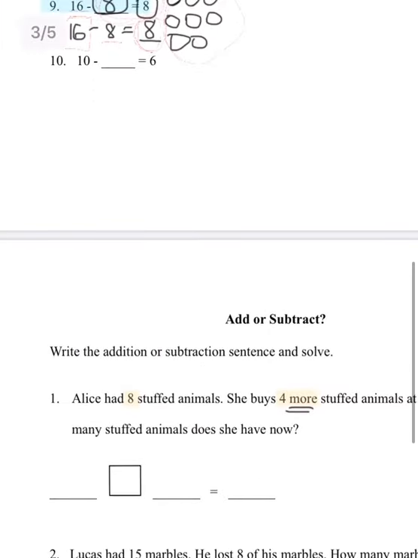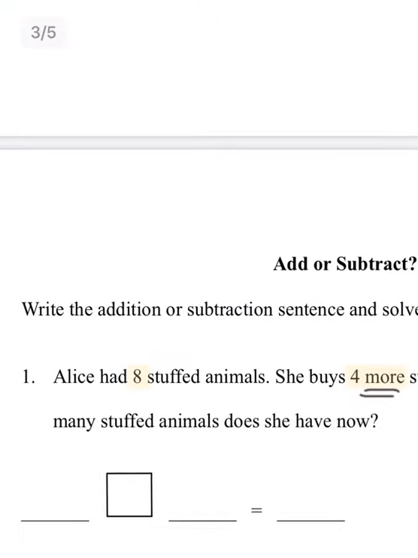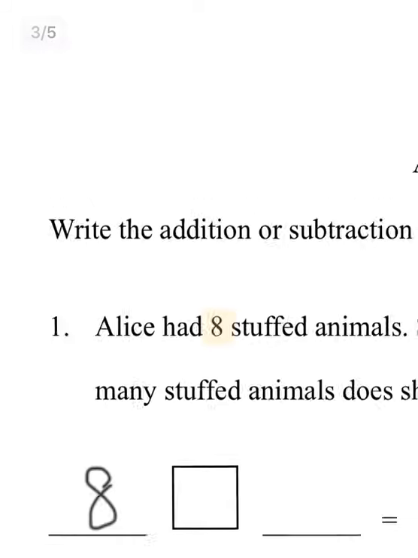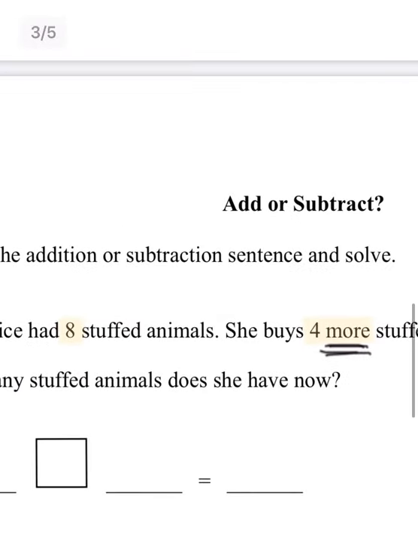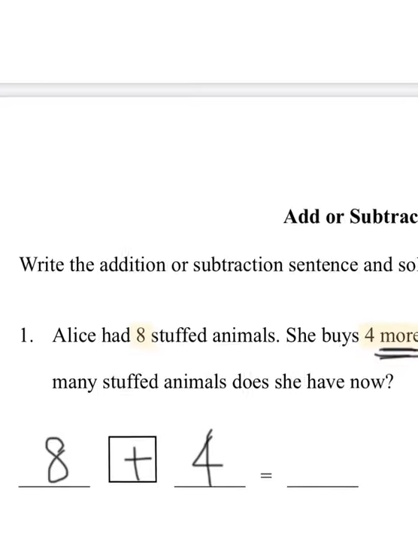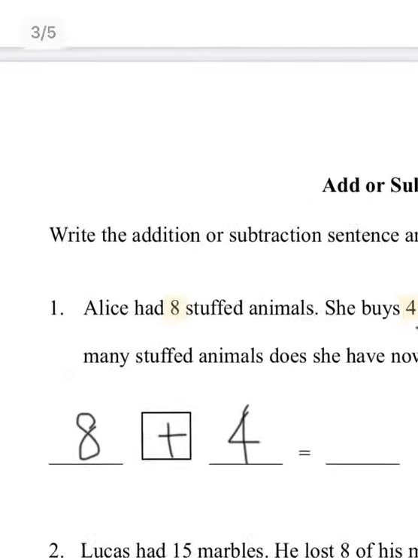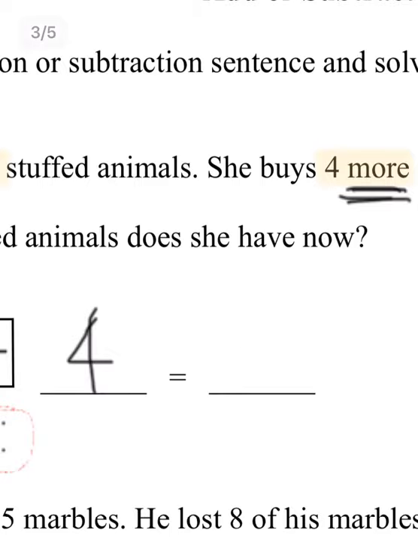Okay, now we're going to figure out if we're going to add or subtract. So Alice had 8 stuffed animals, so we're going to write down 8 first. And then she buys 4 more. 4 more means we're going to add. So 8 plus 4, she bought 4 more. And we're going to find out how many does she have now. Okay, so we have 8, 1, 2, 3, 4, 5, 6, 7, 8, and then she bought 4 more. So 1, 2, 3, 4. And we're going to count 1, 2, 3, 4, 5, 6, 7, 8, 9, 10, 11, 12. So now she has 12 stuffed animals.